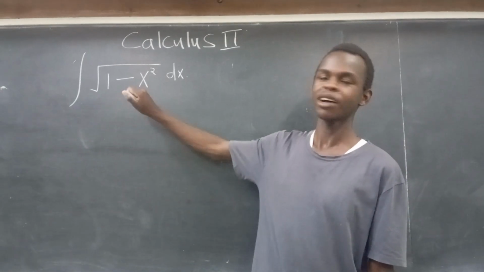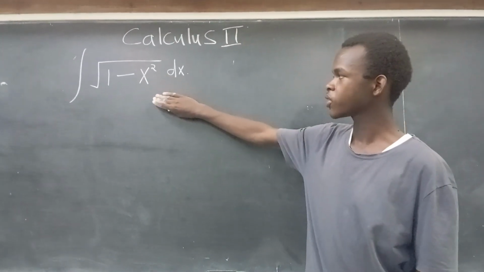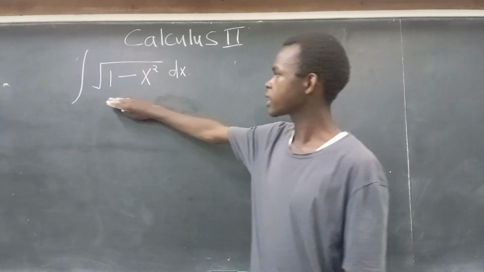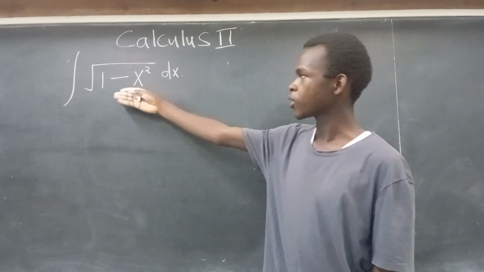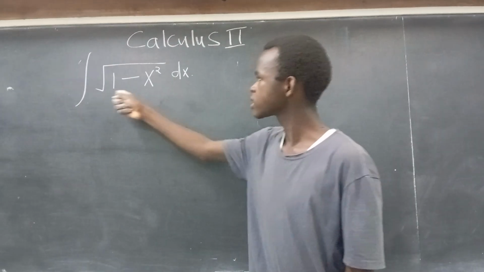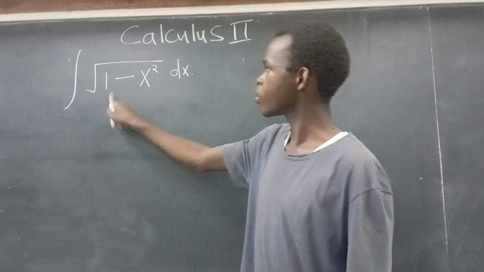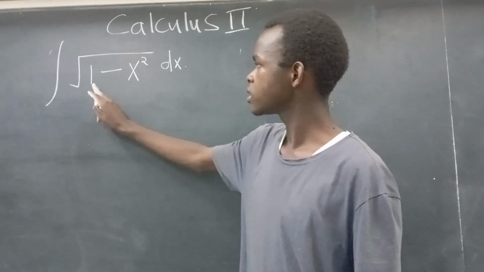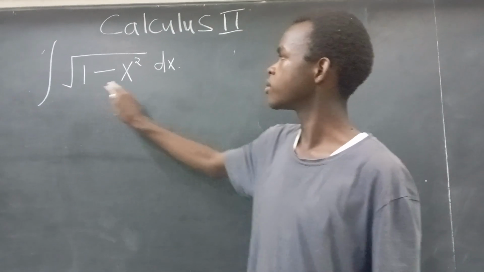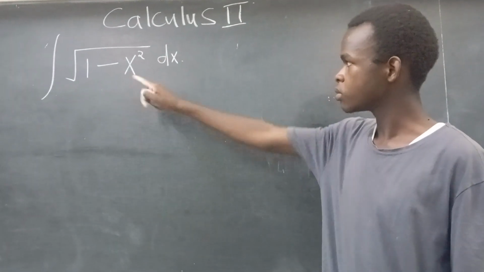So this is another beautiful integral. As you can see, we'll be solving this integral. This again is just another concept on trigonometric substitution. It's the integral of the root of 1 minus x squared. As a calculus student, you can see this is just a squared minus x squared. So we'll be solving this.